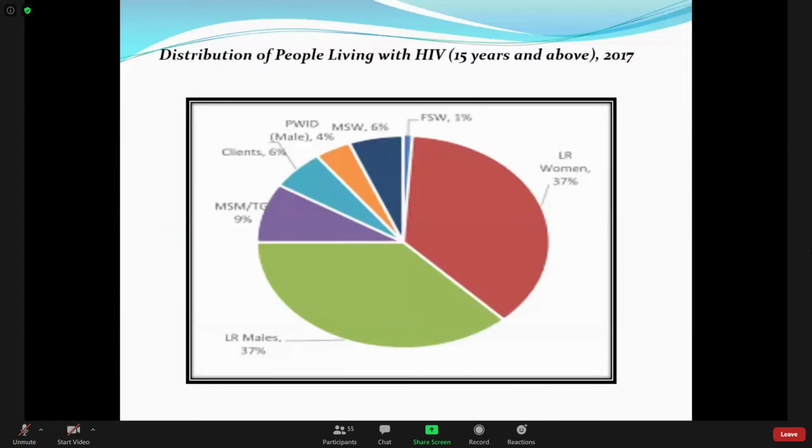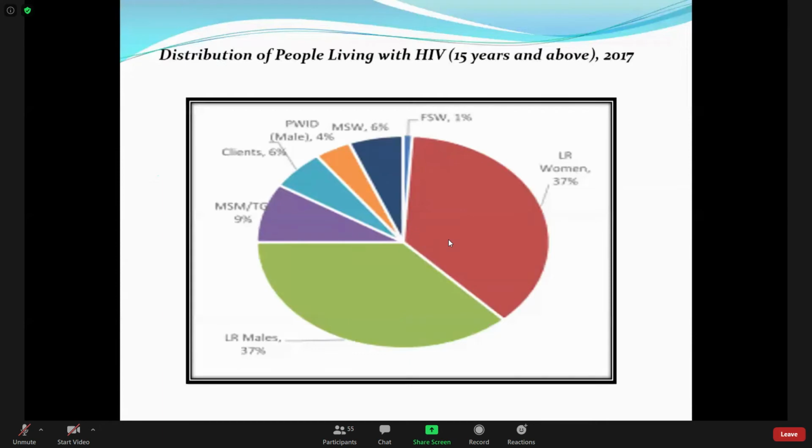So I want to show this diagram, a pie chart. If in the high risk group the prevalence is not more than 5%, that is a low level HIV epidemic. But in the case of Nepal, the male sex worker prevalence is 6%. Female sex worker is only 1%.